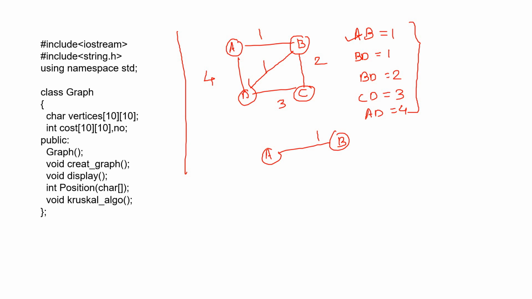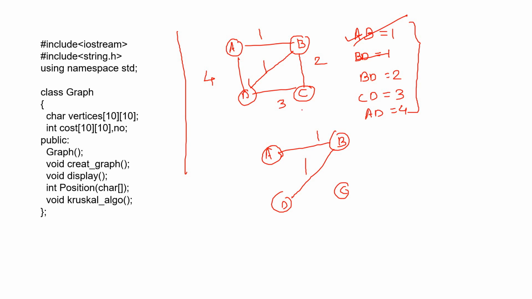While adding that edge to the minimum spanning tree, what we need to consider is whether it is going to form a cycle or not. By adding A to B, it will not form a cycle. The next edge in this array is BD. If I add BD, will it form a cycle? No, so we can add it.